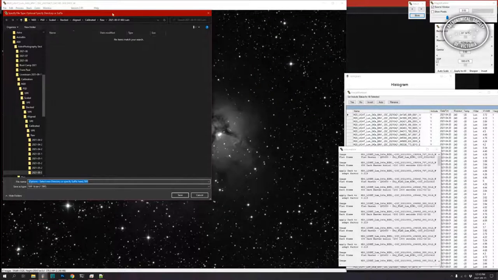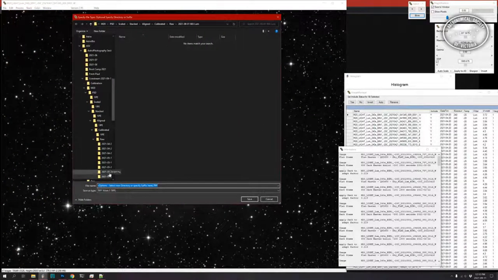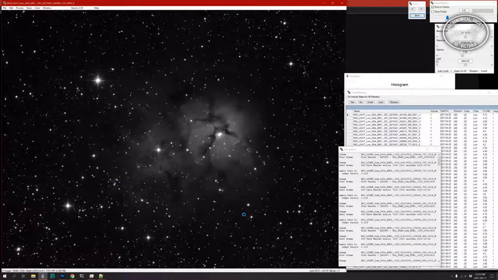Now, I've got a directory structure here where I have the individual imaging nights in a directory that I call raw. And then above that, I have a directory I call calibrated. And surprisingly enough, I save them all in the calibrated folder, because I might want to come back and redo some of the processing.